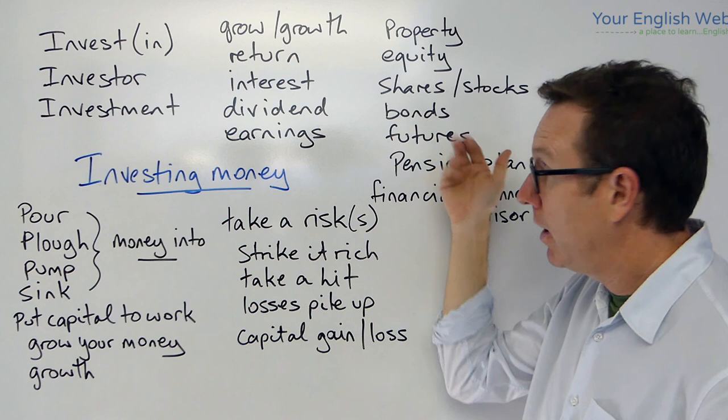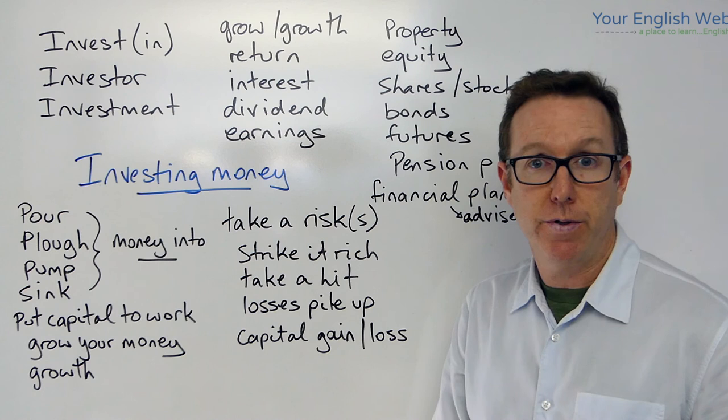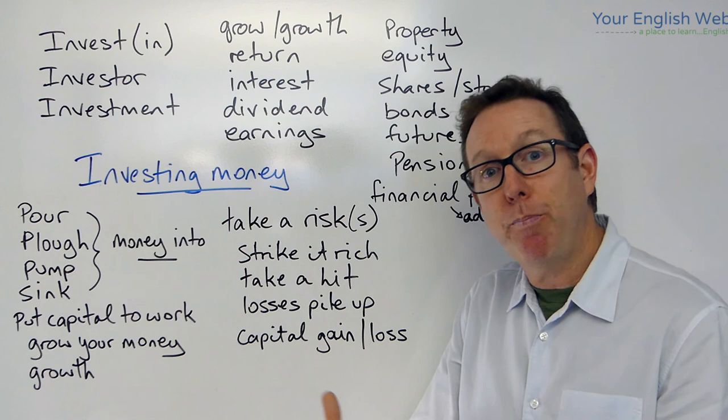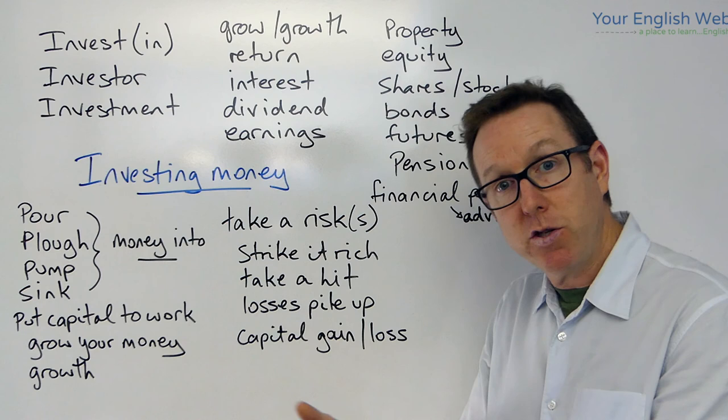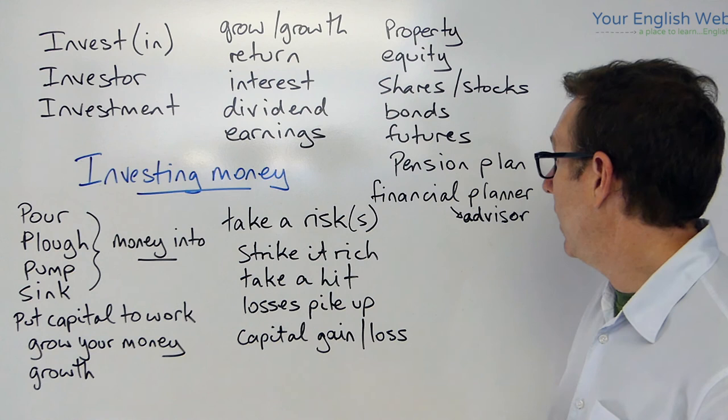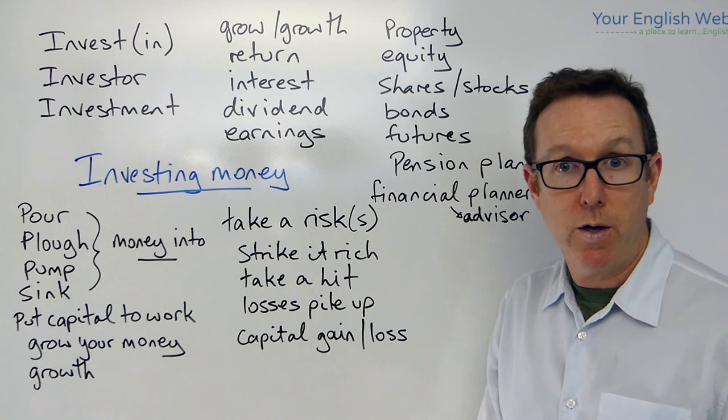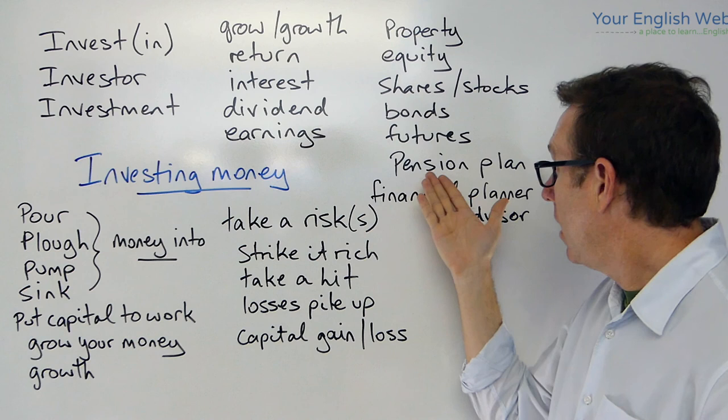Maybe you want to invest in bonds, government bonds, corporate bonds. Okay, the government is looking to get money, so they issue bonds with a fixed rate of interest over a period of time. So you invest your money in government bonds, or as I said, corporate bonds. Okay, perhaps you take a bit more risk and you invest in futures, where you buy or sell an asset based on a future price. Or maybe a pension plan, quite simply.